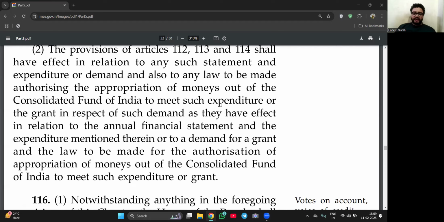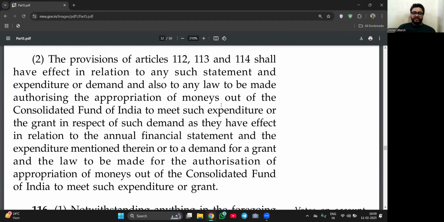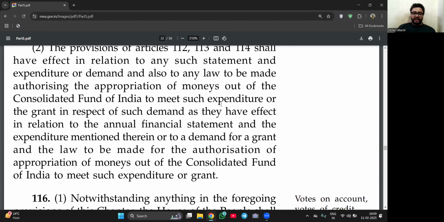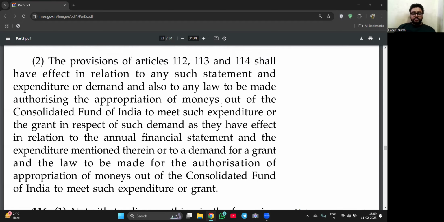Clause 2. The provisions of Articles 112, 113, and 114 shall have effect in relation to any such statement and expenditure or demand, and also to any law to be made authorizing the appropriation of monies out of the Consolidated Fund of India to meet such expenditure or the grant in respect of such demand as they have effect in relation to the annual financial statement and the expenditure mentioned therein, or to a demand for a grant and the law to be made for the authorization of appropriation of monies out of the Consolidated Fund of India to meet such expenditure or grant.